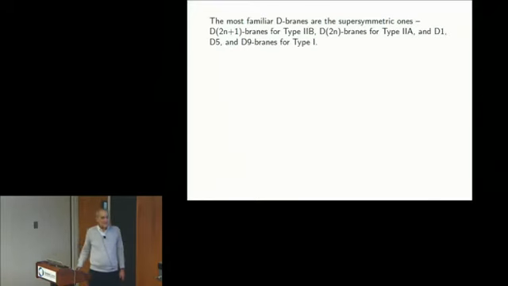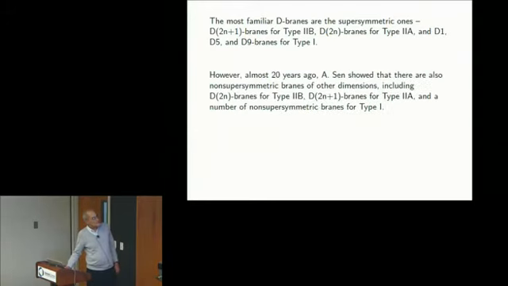So, well, the most familiar D-branes in string theory are the supersymmetric ones, which are of even or odd dimension, whether we're doing type 2A or type 2B, and they're of dimension 4n plus 1 for type 1. But almost 20 years ago, Ashoke Sen showed that there are also non-supersymmetric branes of other dimensions, including for type 2, branes of the opposite to usual type, and for type 1, a variety of non-supersymmetric branes.